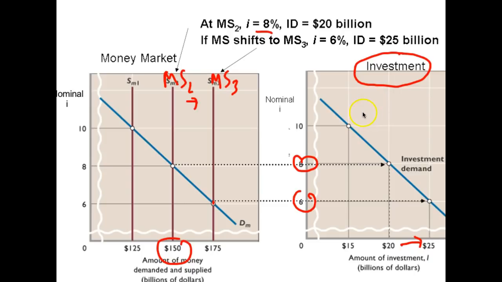So the Fed can essentially decide to buy bonds. Buying bonds increases the money supply and lowers the interest rate. And the lower interest rate provides an incentive for business firms to invest more, which shifts aggregate demand to the right.